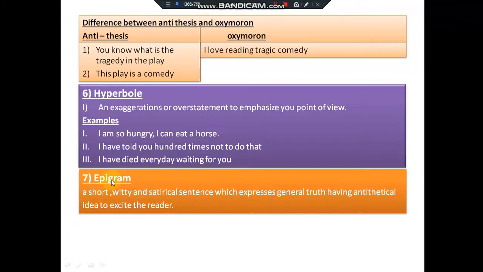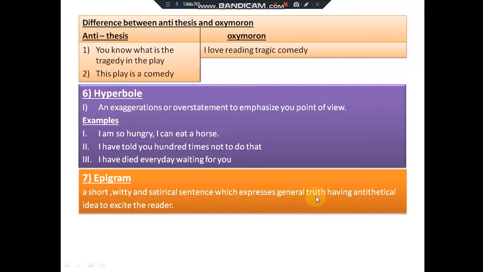Next is epigram. Epigram basically is a short, witty kind of statement, but satirical as well, which means to some extent it is ironical as well. Short but witty. What is witty? Witty means that you accept the logic behind the sentence, and this logic seems basically true. It is a general truth that you must accept.